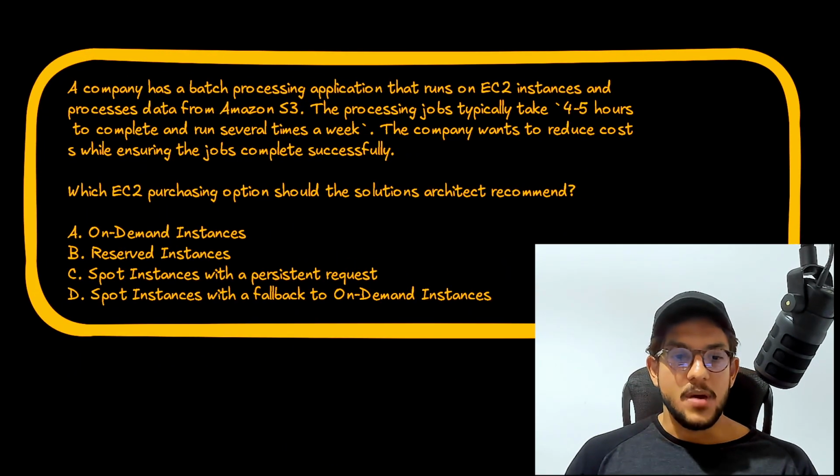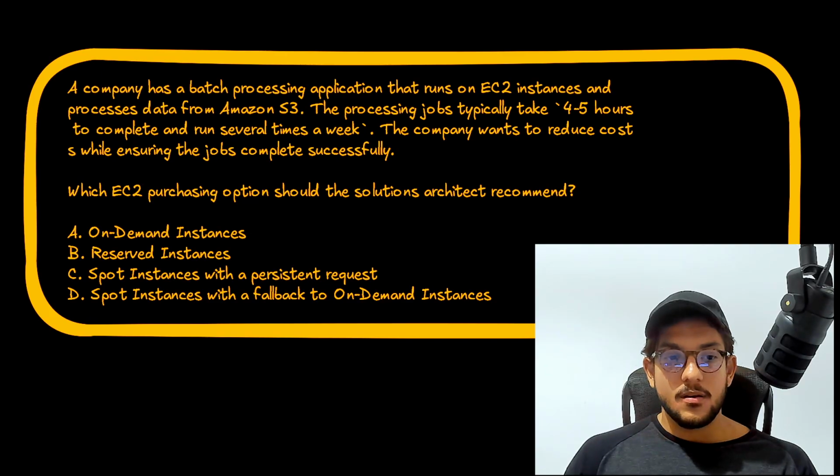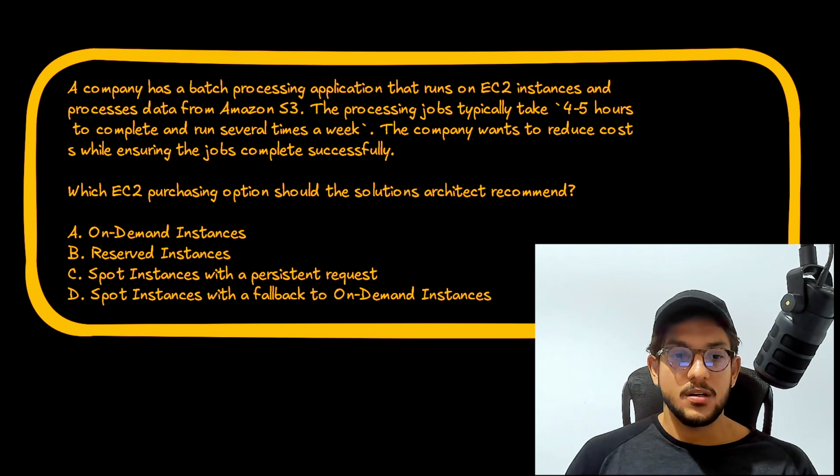A company has a batch processing application that runs on EC2 instances and processes data from Amazon S3. The processing jobs typically take between 4 to 5 hours to complete and run several times a week. The company wants to reduce costs while ensuring the jobs complete successfully. Which EC2 purchasing option should the solutions architect recommend?